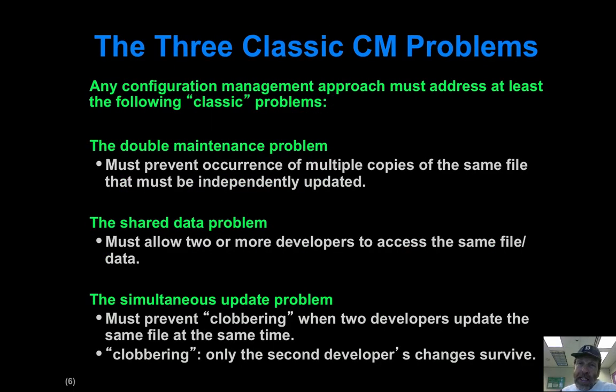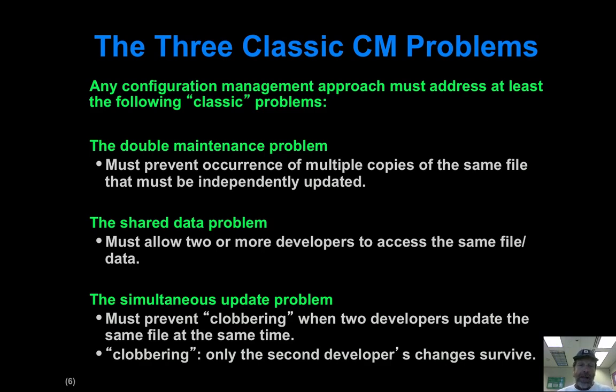Okay, so there are three classic problems in configuration management. The first thing is the double maintenance problem, and that occurs whenever you find that you've got two files with the same code in separate places, and whenever you make a change to one, you need to make a change to the other one. It's called the double maintenance problem. Okay, and if you ever have the double maintenance problem, you've got a configuration management problem.